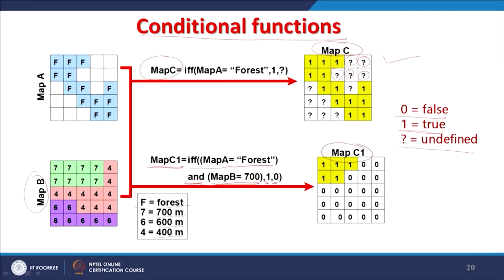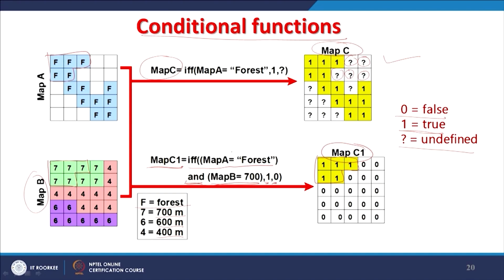So, in map C1 output, what we are seeing is that only this yellow colored part is true, the rest is 0. For example, map A is forest, so these areas definitely have forest, and also map B is 7. 7 stands for 700. So, these satisfy that condition. The rest are not satisfying, and therefore in this binary map only one will show true, otherwise 0 or false. So, all kinds of operations in combination.